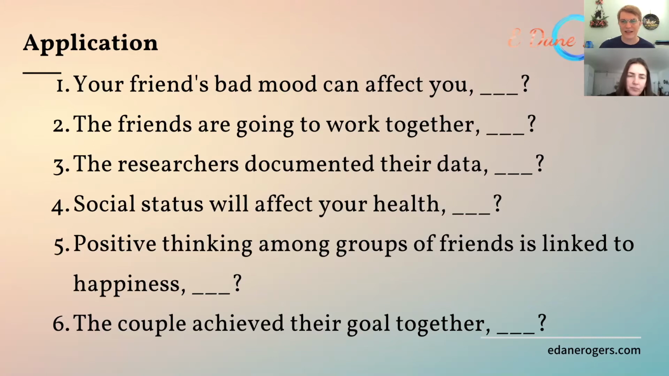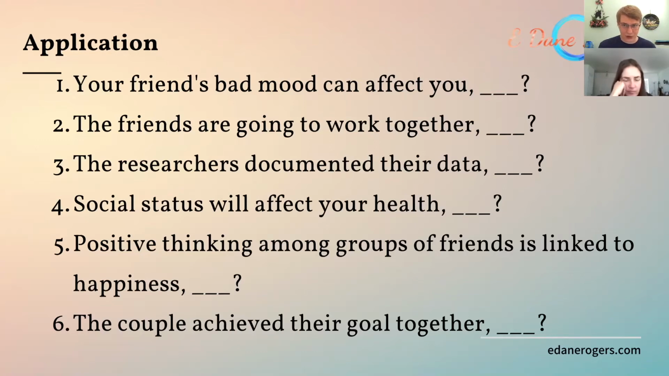So how do we make the tag question? Do you remember? Negative, yeah. Can, yeah. Cannot. Good, good. In the tag question, when it's possible, we're going to reduce the verb together with the negative particle. So instead of cannot, can't. So your friend's bad mood can affect you, can't it?